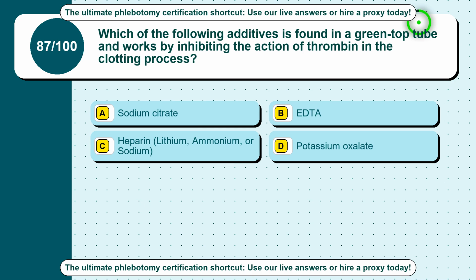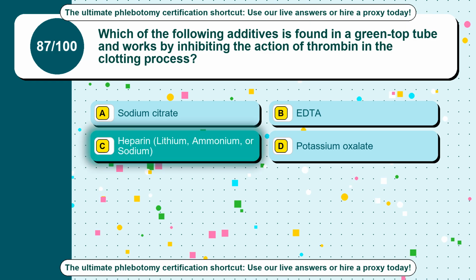Question 87. Which of the following additives is found in a green top tube and works by inhibiting the action of thrombin in the clotting process? Option A, sodium citrate. Option B, EDTA. Option C, heparin, lithium, ammonium, or sodium. Option D, potassium oxalate. The correct answer is option C, heparin, lithium, ammonium, or sodium.